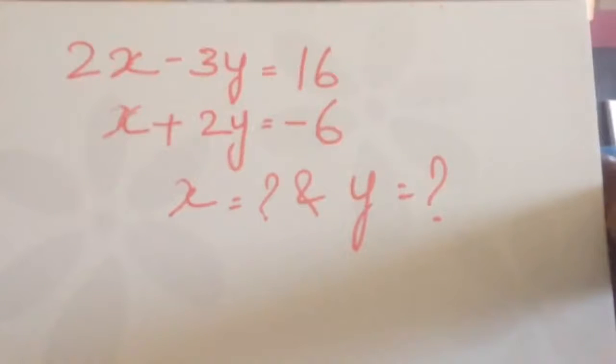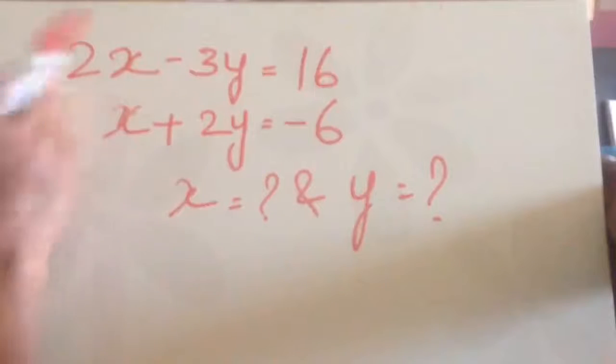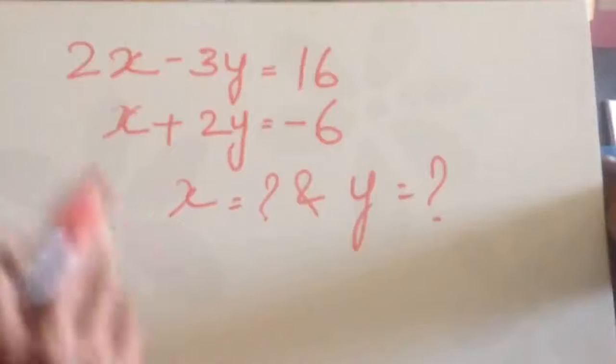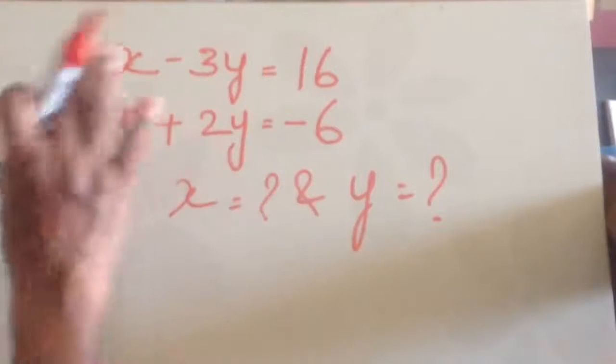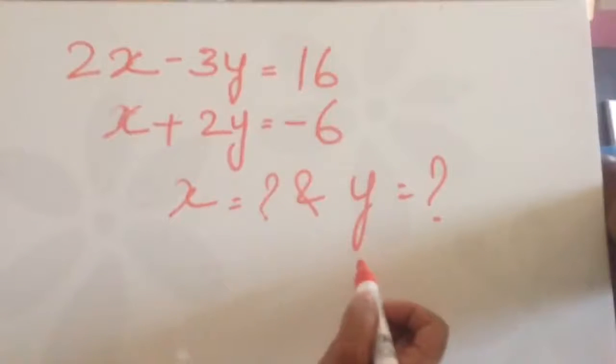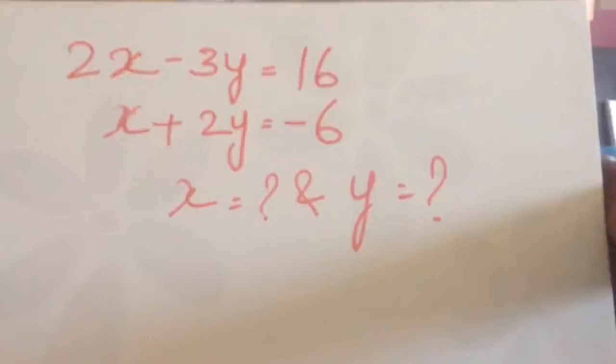There are so many ways. Let me teach you a simple way. First we have to eliminate either x or y to find out one value. If you find out one value, you can substitute that and find the other value. Suppose you find out x, it will be easy to find out y. If you find out y, you can easily find out x.